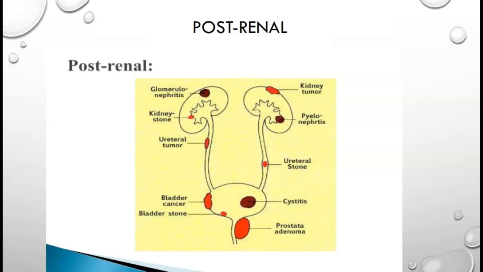Post-renal failure is things that happen after the kidney. So the ureters, the bladder, the urethra, something in there that's causing urine not to be released in the normal way through your urethra. If you have a tumor, stones, nephritis, cystitis, or a large prostate in a man, that can cause post-renal failure.